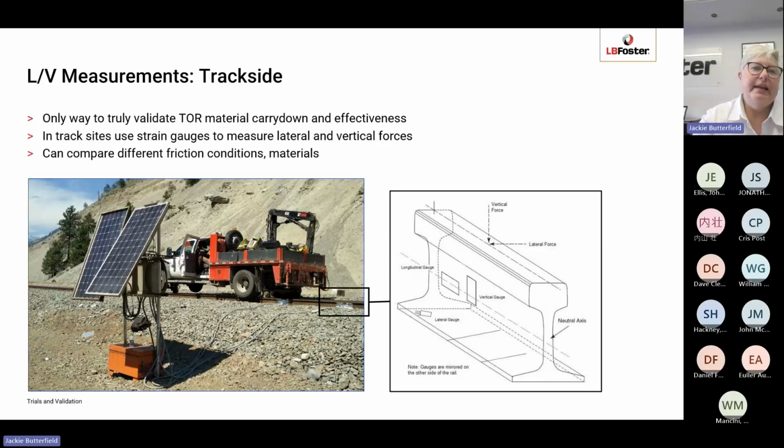Another measurement technique is taking lateral and vertical force measurements, so L/V measurements, as we term them. These tend to be more effective for measuring carry down and effectiveness of top of rail materials, mainly because it's quite difficult to measure the carry down with a tribometer.